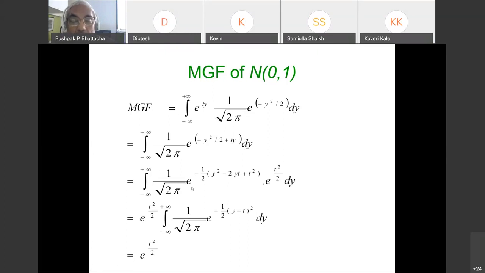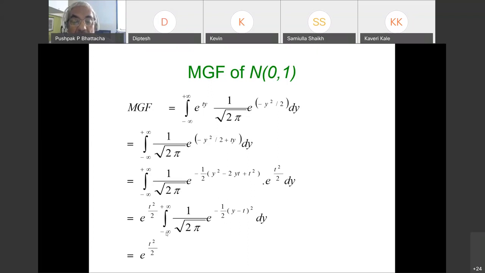But this addition of t square by 2 and subtraction of t square by 2 maintains the equality. Now e to the power t square by 2 is a constant, so it can come out of the integration. And e to the power minus half into y square minus 2yt plus t square is e to the power minus half y minus t whole square. So this is a normal distribution whose mean is t and whose standard deviation is 1.